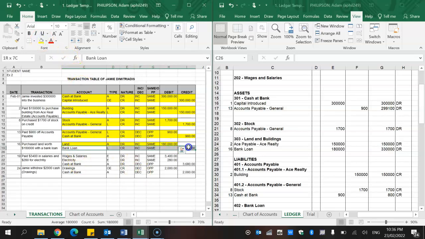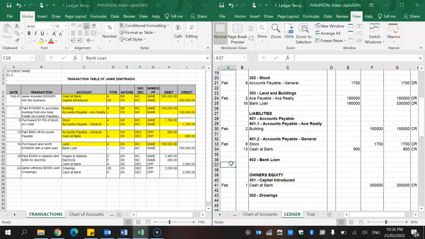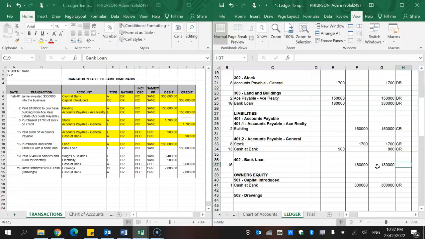On to the next one, $180,000 credit to the bank loan account. So we come down to the bank loan. Okay, we're going to put in our date, Feb 16. And $180,000 credit. So we put 180,000 in there. Our balance, this is the only transaction in that account so far, and it's a bank loan, it's a liability, so the balance is credit. We get our particulars from the other side of the transaction. So we bought land with this bank loan, and we'll highlight that as being done.